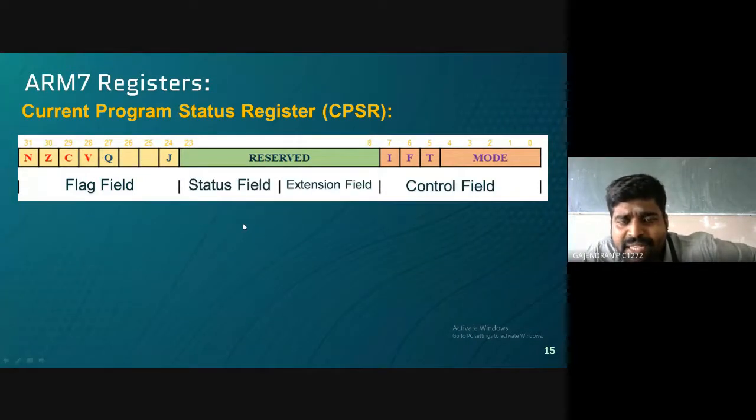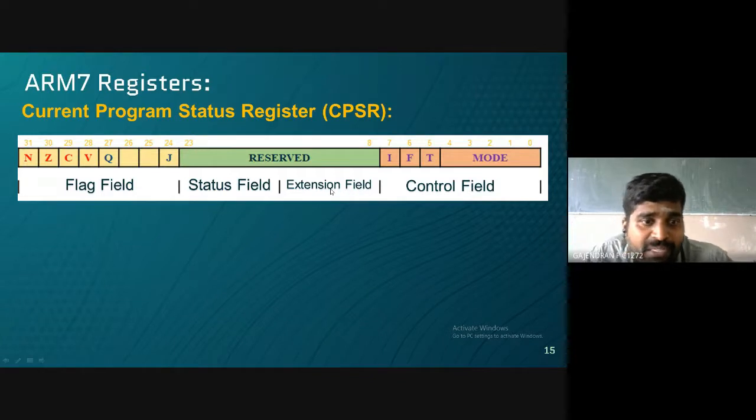It has many fields within it. One is the control field. The second one is the extension field. Then the status field and the flag field.